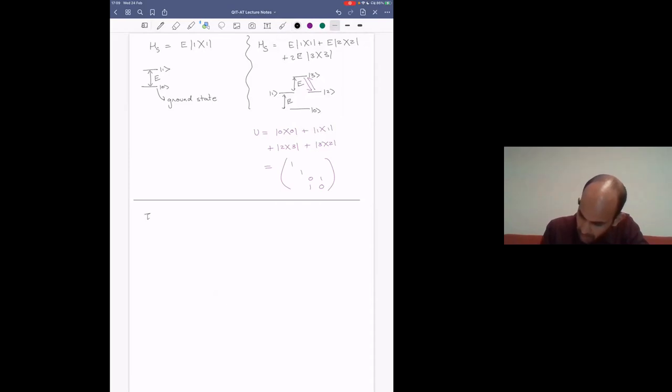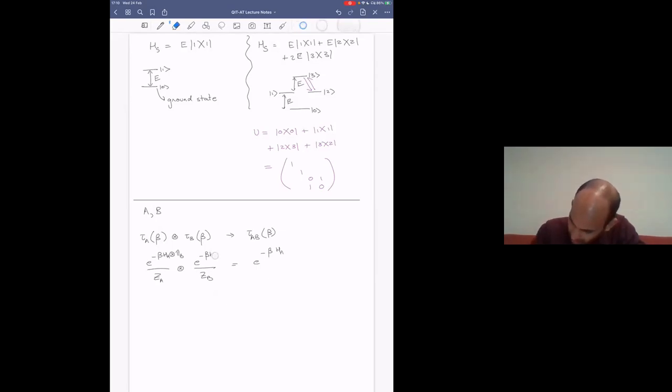Now I'm going to talk about multiple systems. Let's say I have systems A and B. I know that if I pick a thermal state of system A at beta, and I take the tensor product of this with the thermal state of system B at the same beta, then this is really the thermal state of the joint system at the same temperature beta, which is to say e to the minus beta HA upon ZA tensor e to the minus beta HB upon ZB is the same as e to the minus beta HA. I'm going to write it as HA plus HB, but let me be more thorough here.